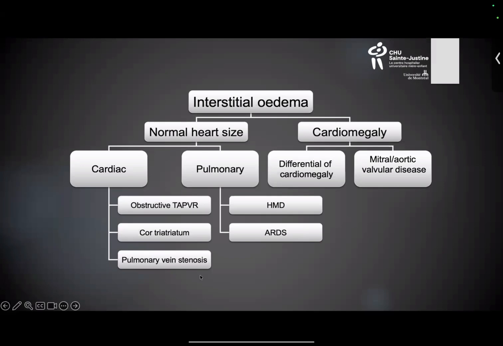And you can have pulmonary vein stenosis, either congenital or post-operative. You can have pulmonary edema, like hyaline membrane disease or an ARDS. And if you have a cardiomegaly, basically every cardiomegaly that we saw can lead to interstitial edema at some point, or you can have a mitral or aortic valvular disease.